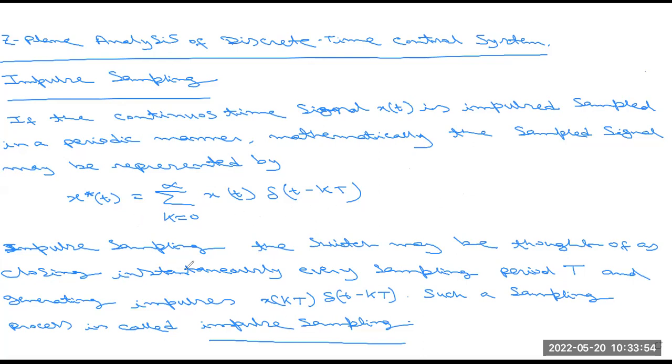So for impulse sampling, the switch may be thought of as closing instantaneously every sampling period T, generating impulse functions x(kT) into delta(t minus kT), with k from 0 to infinity. This process is called the impulse sampling method. Is it clear, all of you?